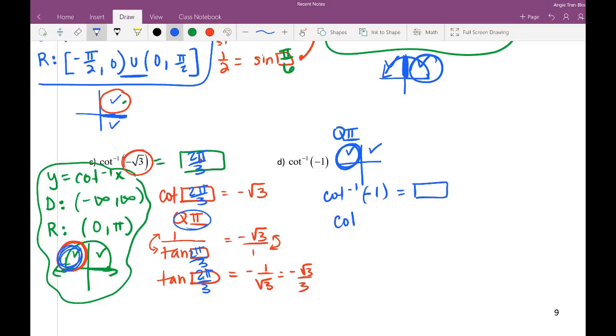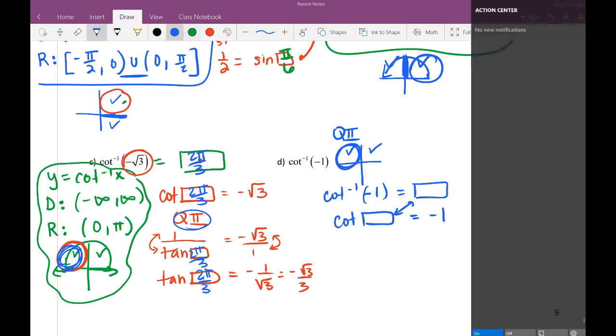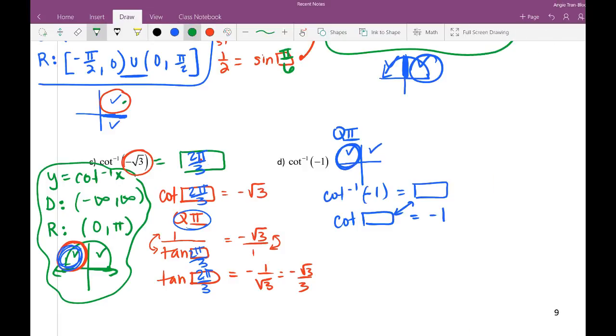I'm going to rewrite cotangent of that box, as I'm switching input and output because I'm using a regular function. Cotangent of some angle in quad 2 is negative 1. Okay, keep in mind cotangent and tangent, I love it when the answer is negative 1 because they all have to be multiples of pi over 4. But because I need to be in quadrant number 2, it has to be 3 pi over 4. And so that means this is also 3 pi over 4. So my final answer is 3 pi over 4.